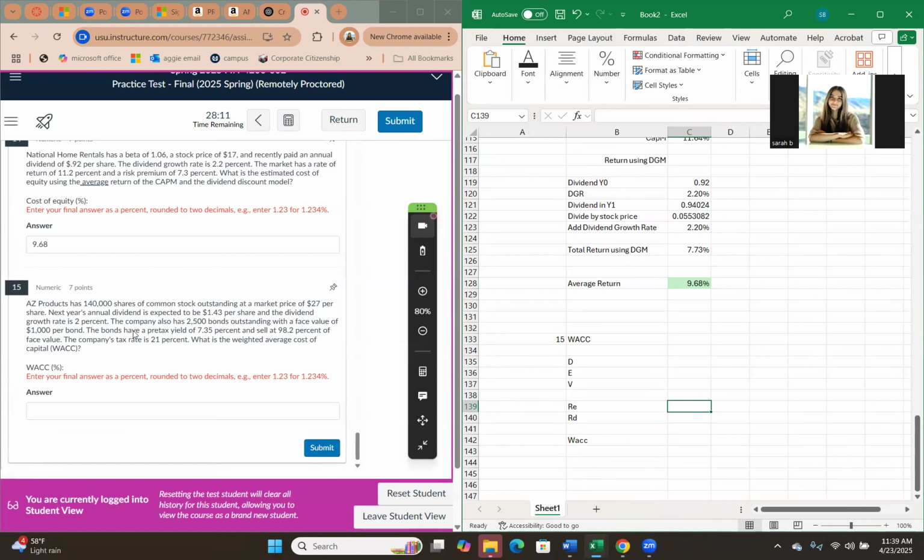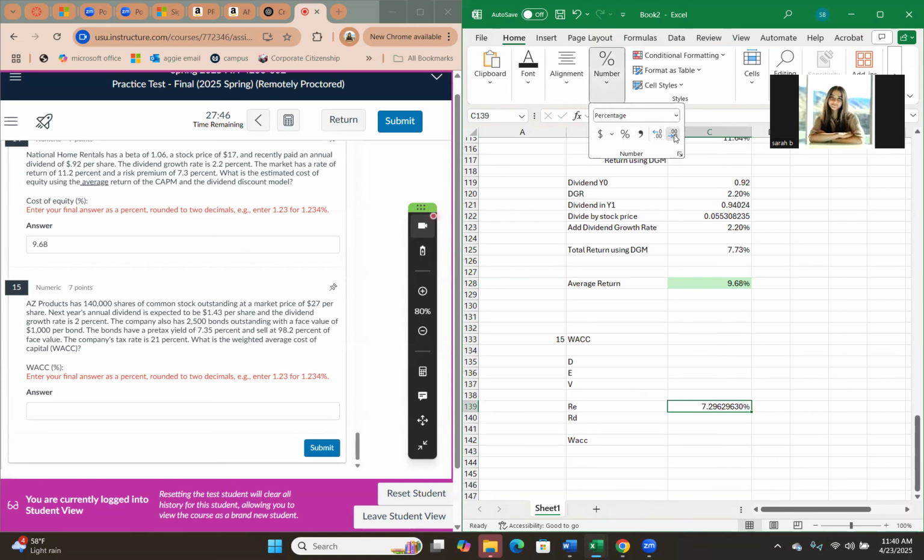We've got $1.43, their dividend per share, divided by $27, which is the share price. And then we're going to add the dividend growth rate. Right? That's what we did just barely. That's a huge number. Let's break it down. 7.3%. So that's the return on equity.